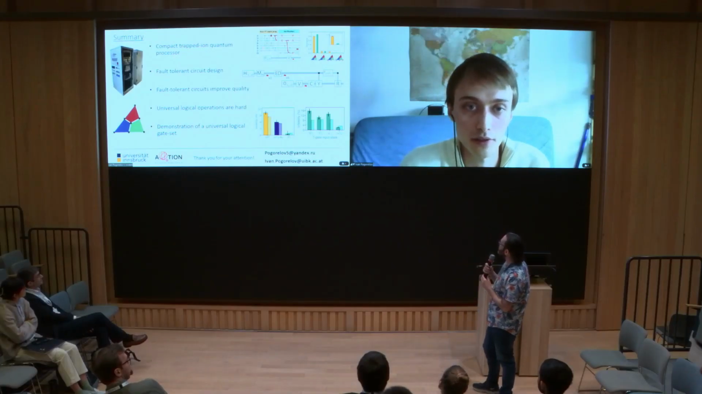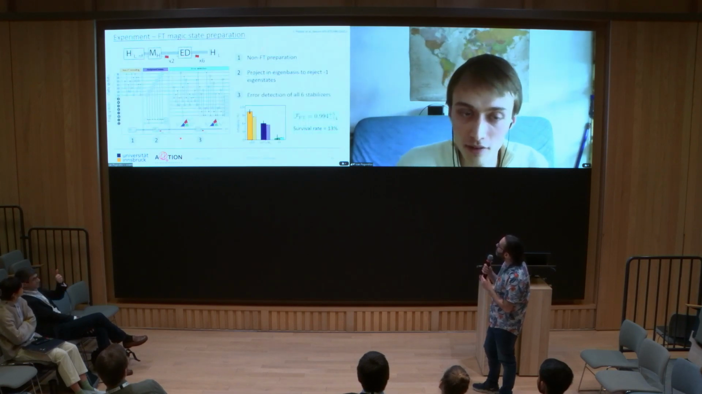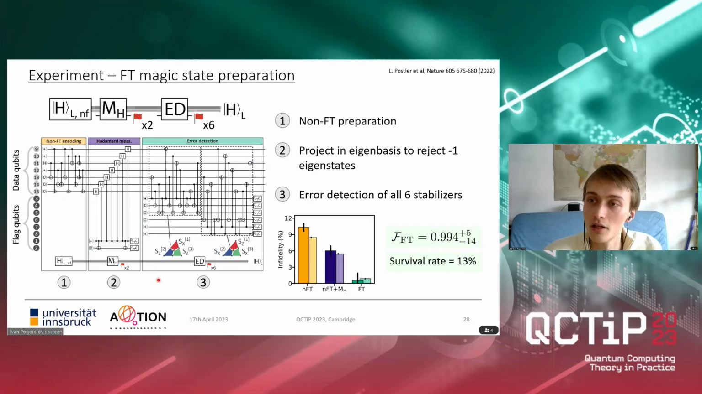What are you referring to? So if you're talking about this, for example, we measure all the stabilizers as a flag checkup to filter the state. Yeah, so I think you said this was error detecting. So you're doing an error detection, right? You mean for standard error correction cycles?